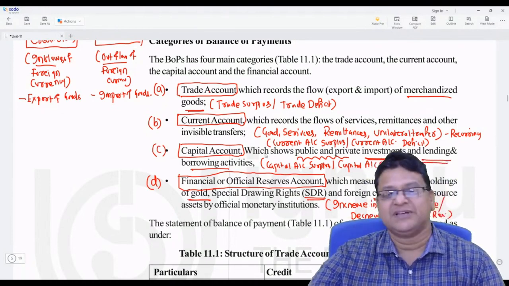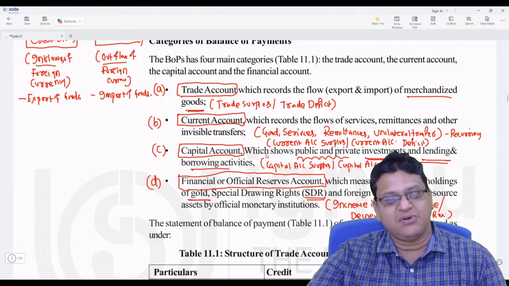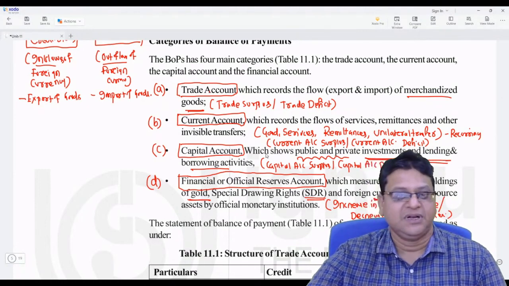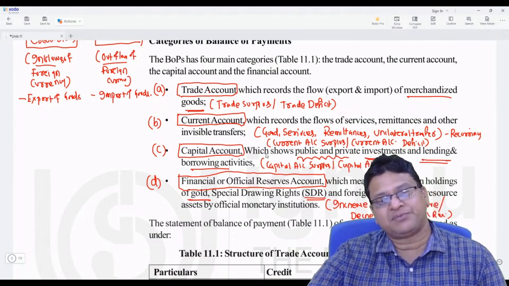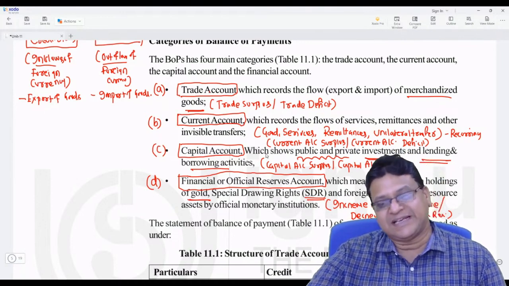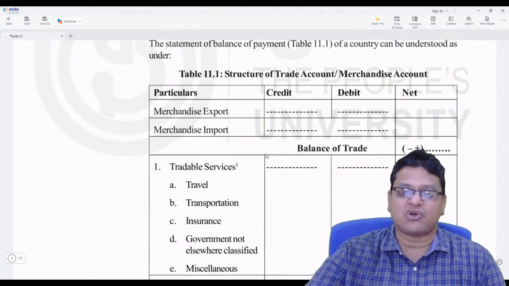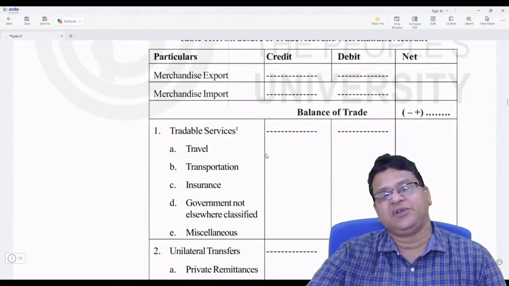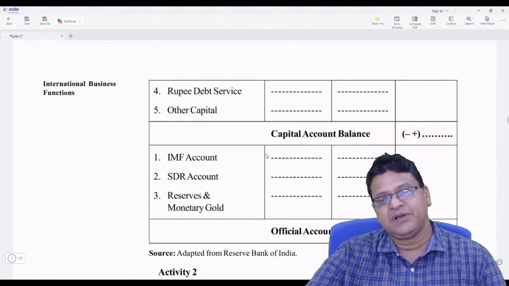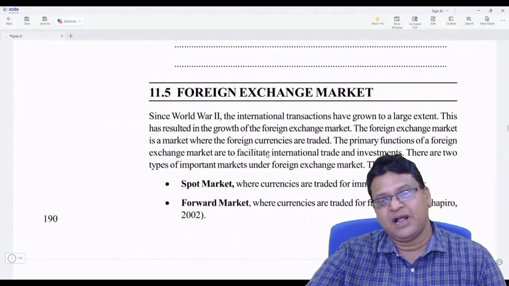So in case of BOP, the transactions are recorded in four accounts: trade account, current account, capital account, financial or official reserve account. Trade account is a part of current account. Trade account, current account, capital account may show surplus or deficit. And official reserve account may show increase in official reserve or decrease in official reserve. So this is the structure of BOP of a country. You can refer the specimen given for BOP of a country, and you can identify all those accounts: current account, capital account, and official reserve.